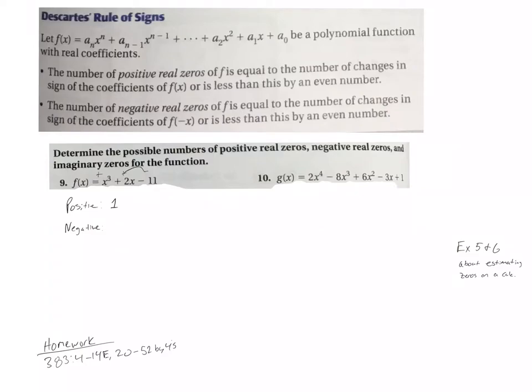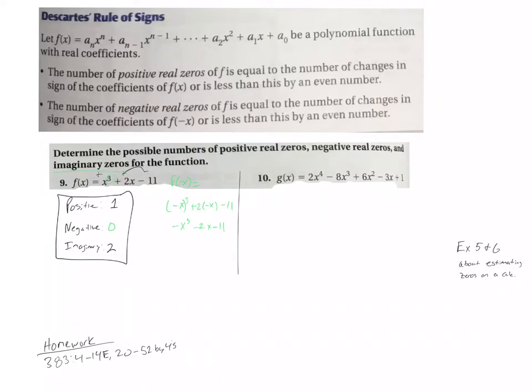To figure out negative, we're going to need to figure out what f of negative x is equal to. So f of negative x is equal to negative x cubed minus 2x minus 11. So notice they're all minus, so there's no sign changes. So that means there's going to be no negative solutions. Now remember, it says also imaginary zeros. Imaginaries come in pairs. There either is 2, 4, 6, 8, or 10. Since our total number is going to be 3, there's one positive. That means there's going to be 2 imaginary.